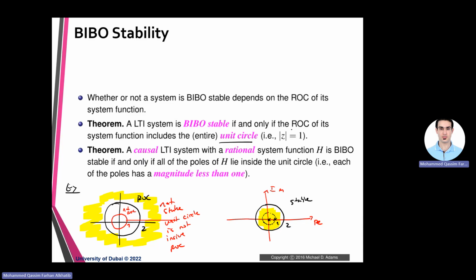Now, stability, we talked about it. You look for the poles, and as long as the poles are inside the unit circle, then your system is stable. Here is another definition: the region of convergence includes the entire unit circle. So for example, here you have the region of convergence outside of, say, the unit circle. So in this case, the system is not stable. This one is stable.